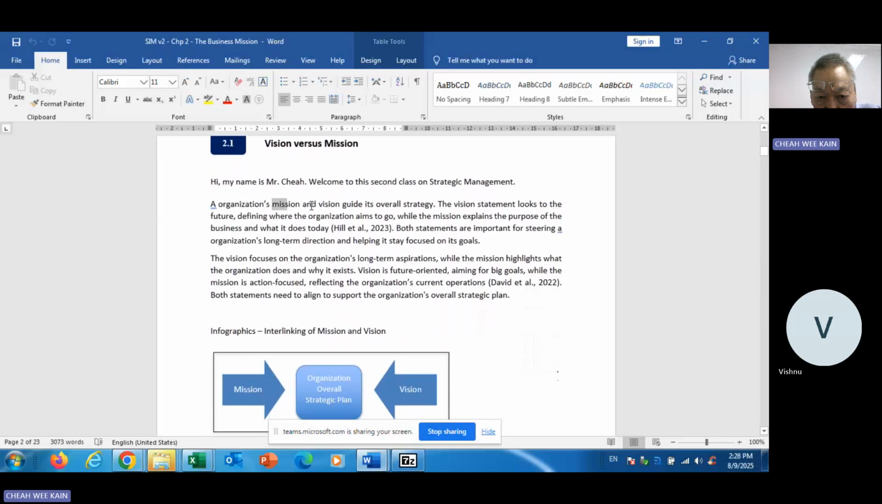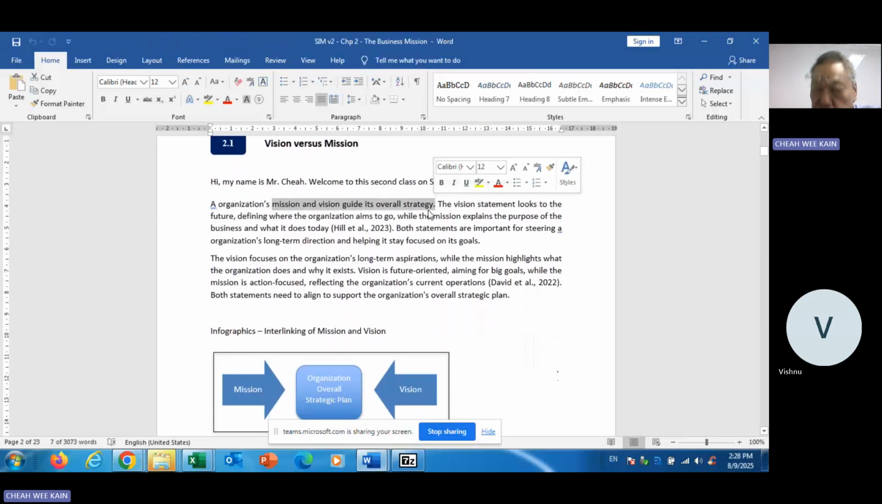A company's mission and vision guide its overall strategy. I think at the outset, we need to explain what the mission is and what the vision is. Now, a vision statement, you can see it in many companies, they have a certain statement that says what they want to do. It looks to the future, what it aims to achieve. So this is the vision. It's looking at what they want to achieve in the future. While the mission is different, it is the purpose of the business and what it does today.